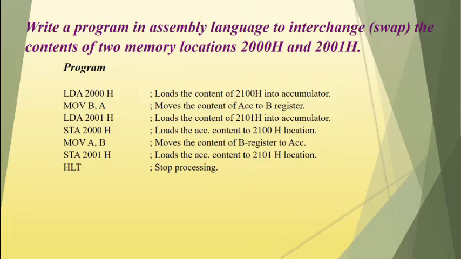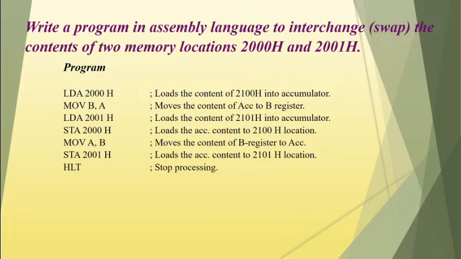Now let us consider a program. We have to write a program to swap the contents of the two memory locations 2000H and 2001H. Now the contents are present in the memory. So first of all, we have to transfer one of the numbers from memory to the accumulator. Thereafter we have to copy the contents of accumulator to some other register, let us say B.